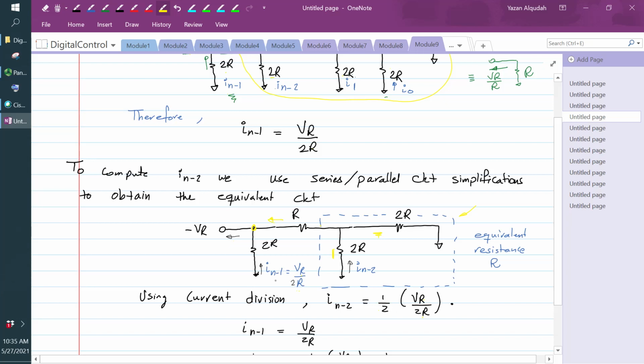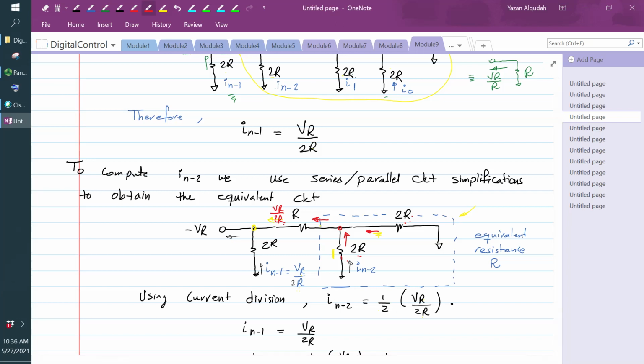So this current, IN minus 1, VR over 2R, is equal to this current that I have here. This current is also VR over 2R. Now this current is going to come equally from here and from here at this node. Since this resistor is 2R and this resistor is 2R, half of this current, the VR over 2R, is going to come from this 2R resistor, and the other half from this 2R. And therefore, this IN minus 2 is going to equal 1/2 multiplied by VR over 2R. Okay.